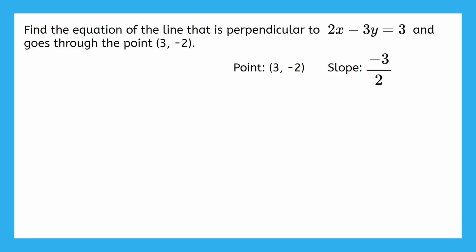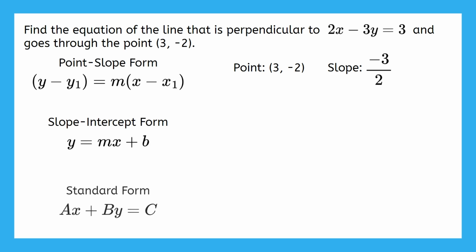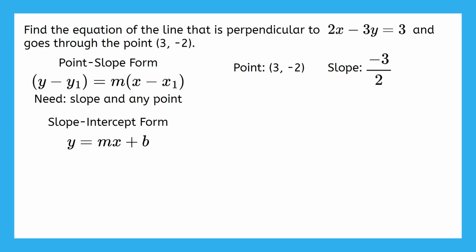Before jumping right in, let's think about the best way to do this. We have three options: point-slope form, slope-intercept form, and standard form. Now, standard form we can eliminate right away. The only time that will be the simplest form is in certain word problems and real-world applications. Of the other two, what information do you need to write an equation in point-slope form? You need a slope and any point on the line. What information do you need to write an equation in slope-intercept form? Here, you need a slope and specifically the y-intercept.